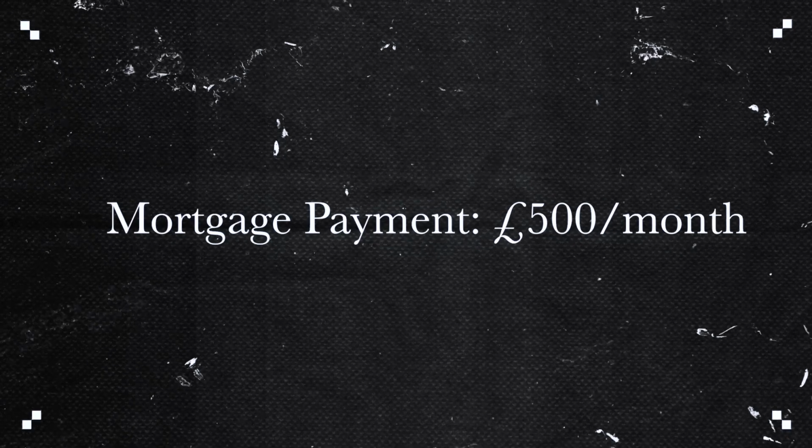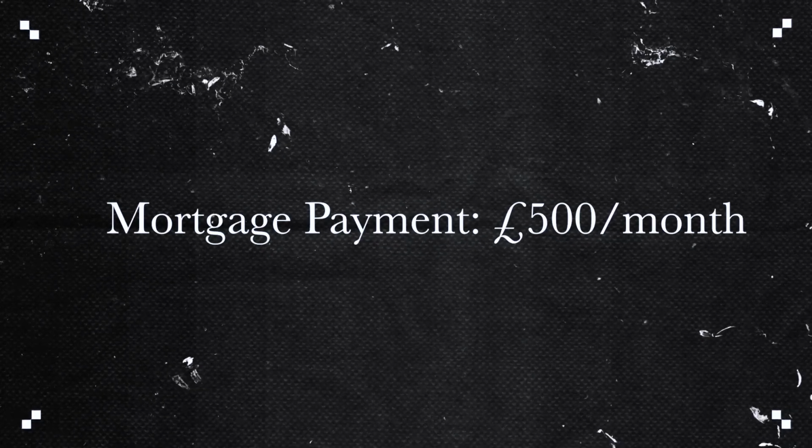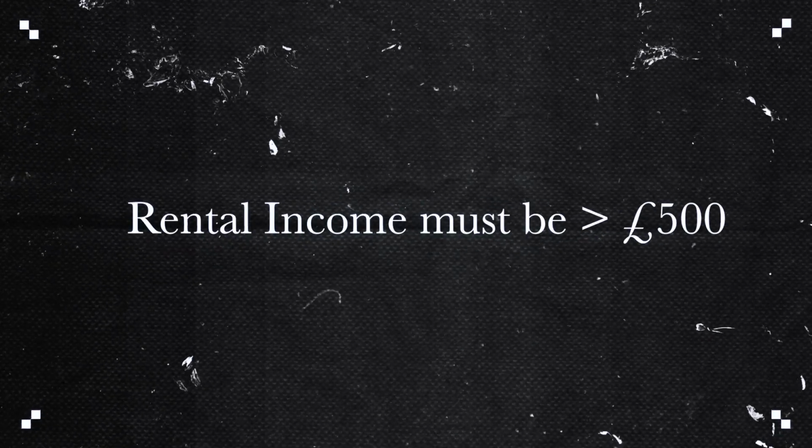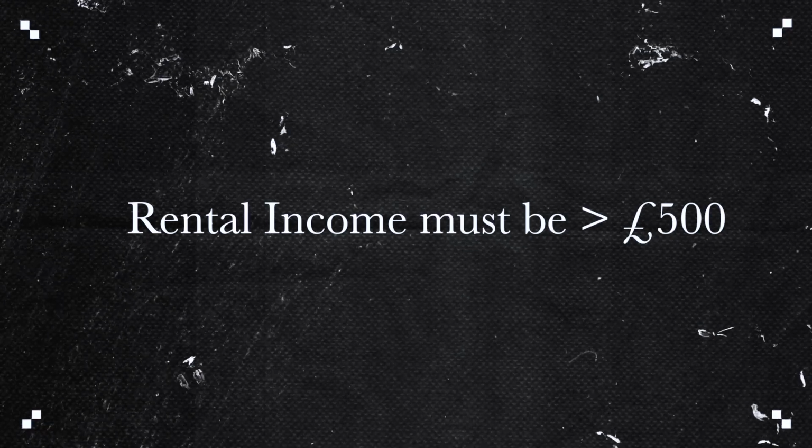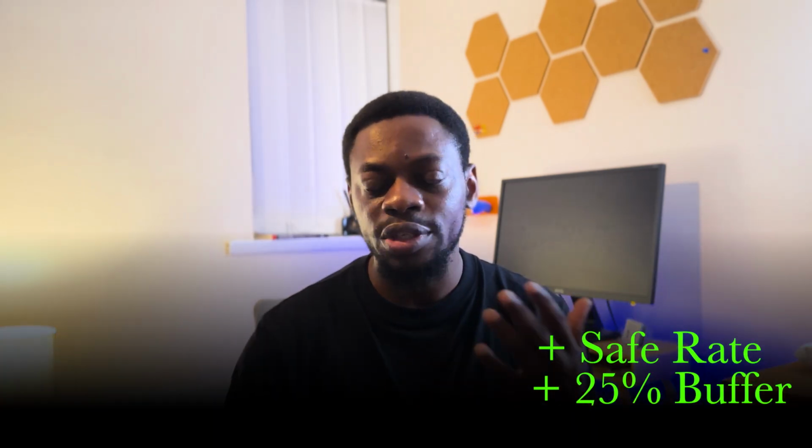So for example, if your monthly mortgage payment was £500, they will confirm the monthly rent from that property is more than £500 and with a clear margin. This is usually done by using a safe rate to do the calculation, and they usually add a buffer of 25% just to compensate for any future changes. And that's how they stress test the property. Once you have a clear margin and it's obvious that from the rent you're going to be making more than the monthly mortgage and in excess, you're good to go.